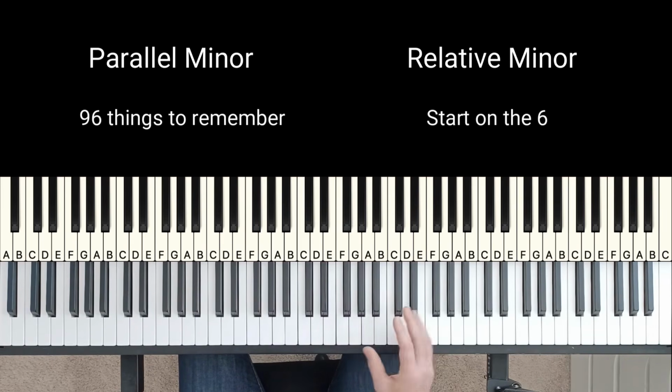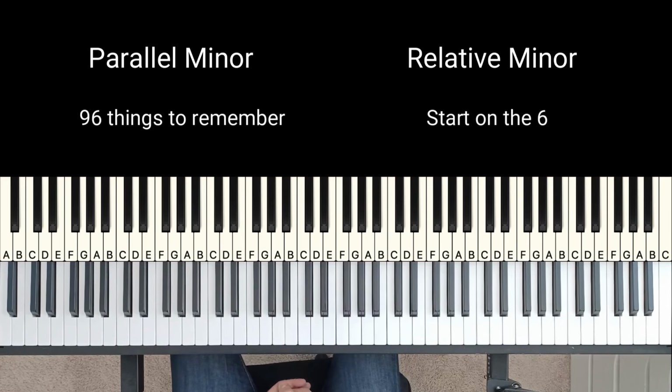And then if you multiply that by all 12 keys, you have 96 things you have to think about if you're thinking in terms of the parallel minor method. So that's why I always use the relative minor scales, because the only thing I have to remember is that I'm starting on the 6 instead of the 1. And it's the same process for the major scale, the pentatonic scale, and the blues scale.